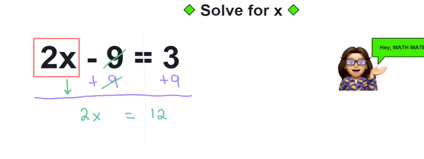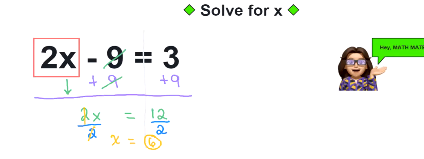Am I done with this problem? Do I have x equals? No, I do not. I have 2 times x equals. So I got to get rid of that 2. Since in the problem they're multiplying, we're going to divide. And whatever we do to one side, we're going to do to the other. And by doing that, on the left side, 2 divided by 2 is 1, and we're left with x. 12 divided by 2 is 6, so x equals 6.